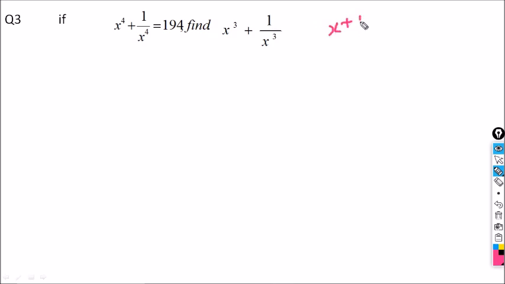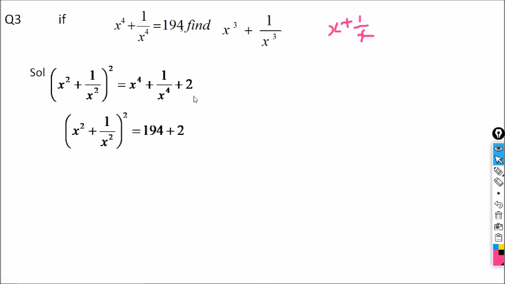So here we have to perform some calculation work to find the value of x + 1/x. Now from x⁴ + 1/x⁴, we cannot find x + 1/x directly. From here we will find the value of x² + 1/x², and this we will find by starting the question from (x² + 1/x²) whole square. So we get x⁴ + 1/x⁴ + 2.